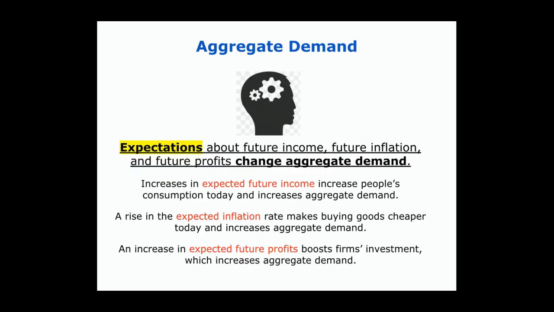So first we can think about expectations. Any changes to expectations about people's future income, about future inflation, about future profits that firms and businesses may earn is going to change aggregate demand. When people expect their incomes to rise, they're going to demand more things now, and so aggregate demand is going to increase now. When people expect inflation to be higher tomorrow, they're going to demand more things now. If they think inflation is high now and it's going to be lower in the future, they may demand less now, because they're waiting for inflation to decline and prices to decline, and they'll demand more things later.